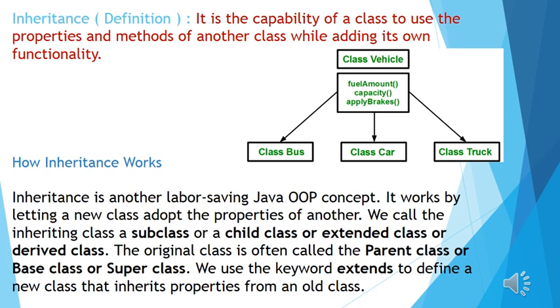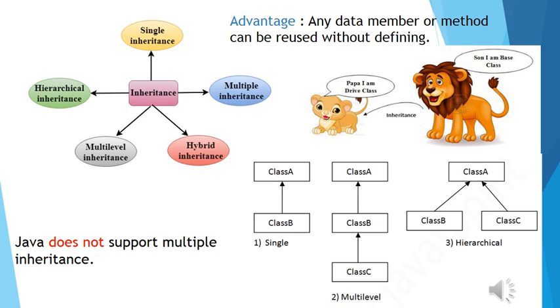The main class is known as the base class or the super class, and the class which will inherit properties of this base class will be known as the child class or the subclass. And here we need the extends keyword, by which the properties of the base class will be inherited by the child class. The advantage of inheritance is that we can reuse some of the methods or some of the data which are already present. Different types of inheritance are available: single inheritance, multiple inheritance, hybrid inheritance, multi-level inheritance, and hierarchical inheritance. Within that, multiple inheritance Java does not support.